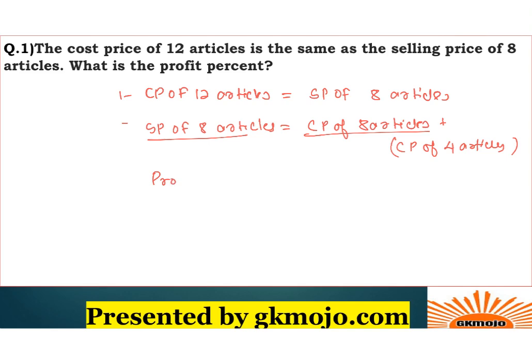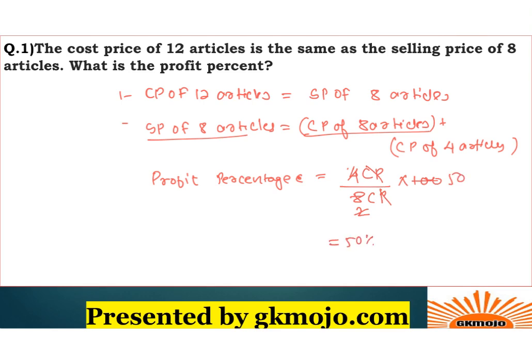So profit percentage should be this cost price of 4 articles, which we'll write as 4 CP, if the cost price of one article is CP, upon the total cost price. What is the total cost price? 8 articles, 8 CP, right? 8 CP into 100. CP gets cancelled. 4 ones are 4, twos are 2, ones are 2, 50s are 50. Hence the correct answer over here is 50%.